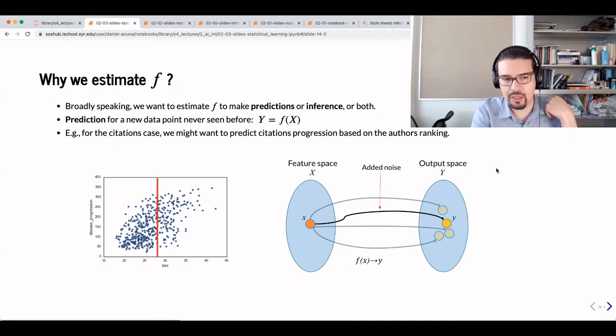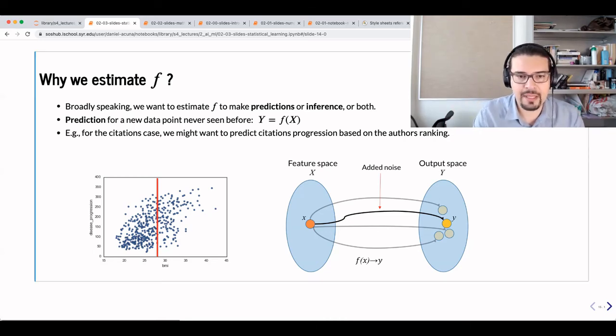This is also very practically useful. But there is another sense in statistical learning and AI, and that's the problem of inference. We want to understand what this function means, okay? And that can be different.